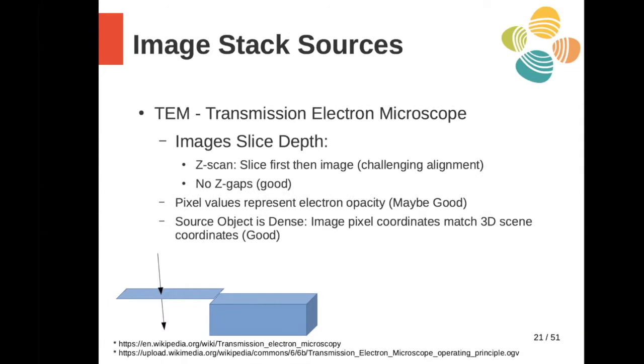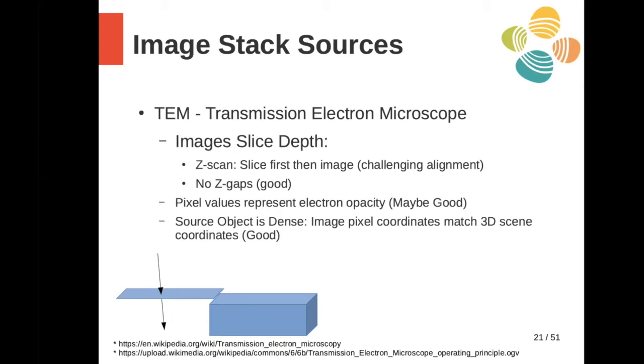Okay, another type of electron microscope is the transmission electron microscope. What it does is it slices the sample first and then passes the electron all the way through. One of the issues with them is that because the slicing is done first, this can tend to warp the sample a little bit, and so sometimes the alignment can be challenging because the entire surface of that object can be kind of warped. But because the electron goes all the way through, there are no Z gaps, so that's good. The pixel values represent electron opacity. And so again, depending on how the sample was prepared, that can be good.